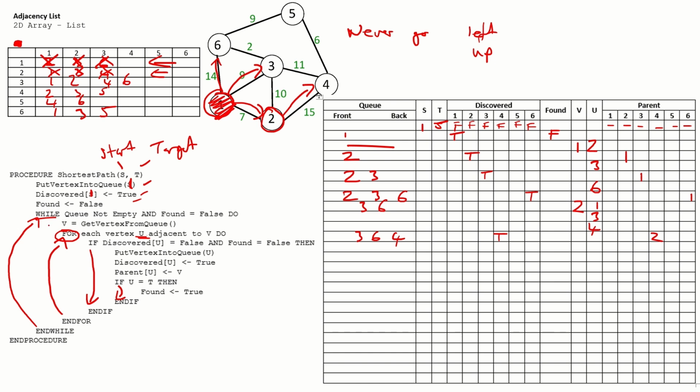So back around the while loop again, get the next thing out of the queue, basically. So we're finished with 2. So we're now going to get the next thing that we found. So Q is not empty, found is false. So get vertex from Q. It's going to be the 3 and put it in V. So this time we're going to interrogate node 3. What's adjacent to node 3? It's 1, 2, 4, and 6. So we'll start by setting U to 1.